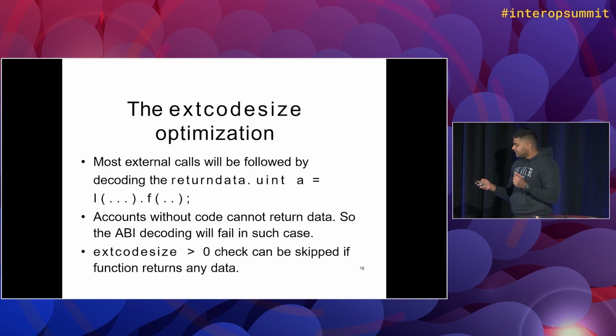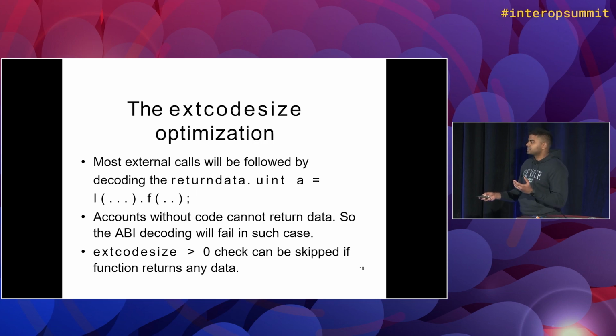So in case of high-level Solidity, what happens is if there is a call like this, a uint A is assigned to a call to the interface and a function. If we call a code that cannot return data, if you try to do the decoding for the uint A, the ABI decoding will fail and there will be a high-level revert. So in this case, regardless of whether there's an extcodesize check, it's bound to revert anyway. So we might as well just remove the extcodesize greater than or equal to 0.